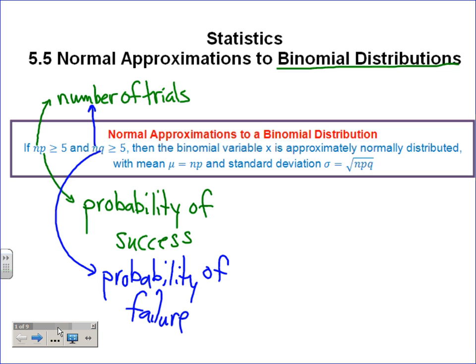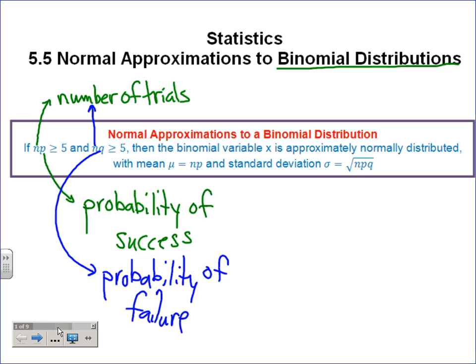Then the binomial of area x is approximately normally distributed. That's what they're saying here: if this happens, we can use it. With a mean that is just n times p. And you would have already calculated that, right? Because you're going to check if it's bigger than 5, right? So you're already going to know the mean at that point, which is awesome.